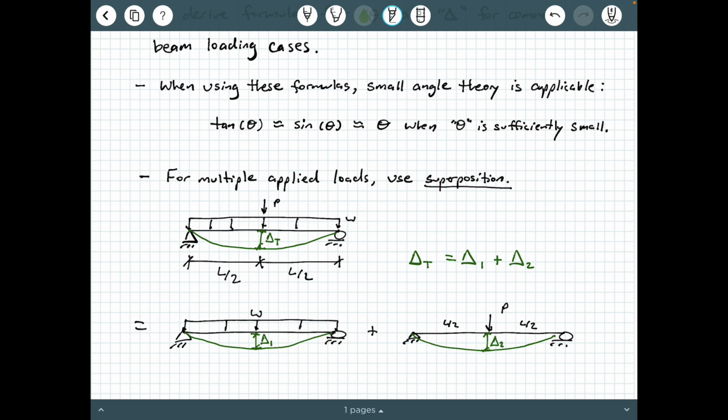So what we're going to do now is take a look at some commonly loaded beam cases that we see often in real life, and we're going to see what their pre-derived formulas look like.